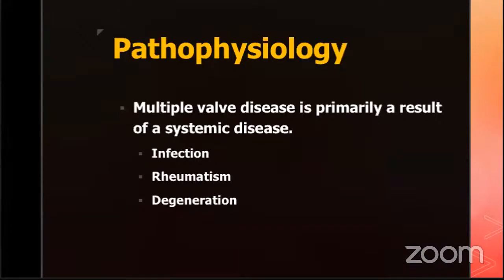Talking about the pathophysiology here, multiple valve disease is primarily a result of a systemic disease. Infection, rheumatism, and degeneration are the most common reasons multiple valves require surgical attention. Additionally, systemic disease such as hypertension can alter the anatomy of the heart, leading secondarily to multivalvular dysfunction.